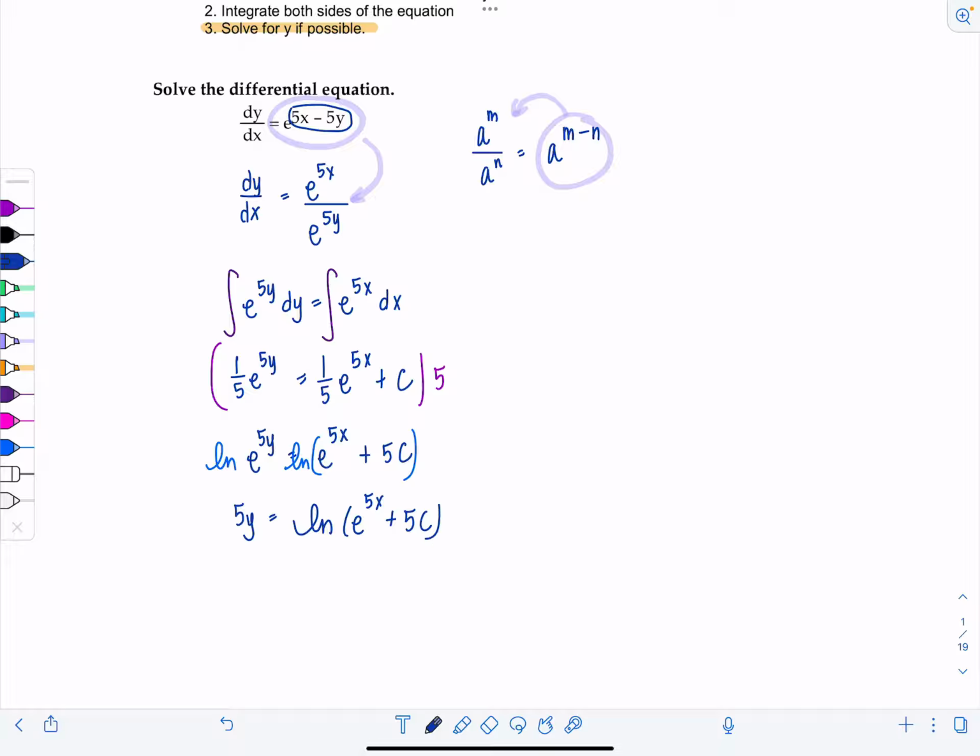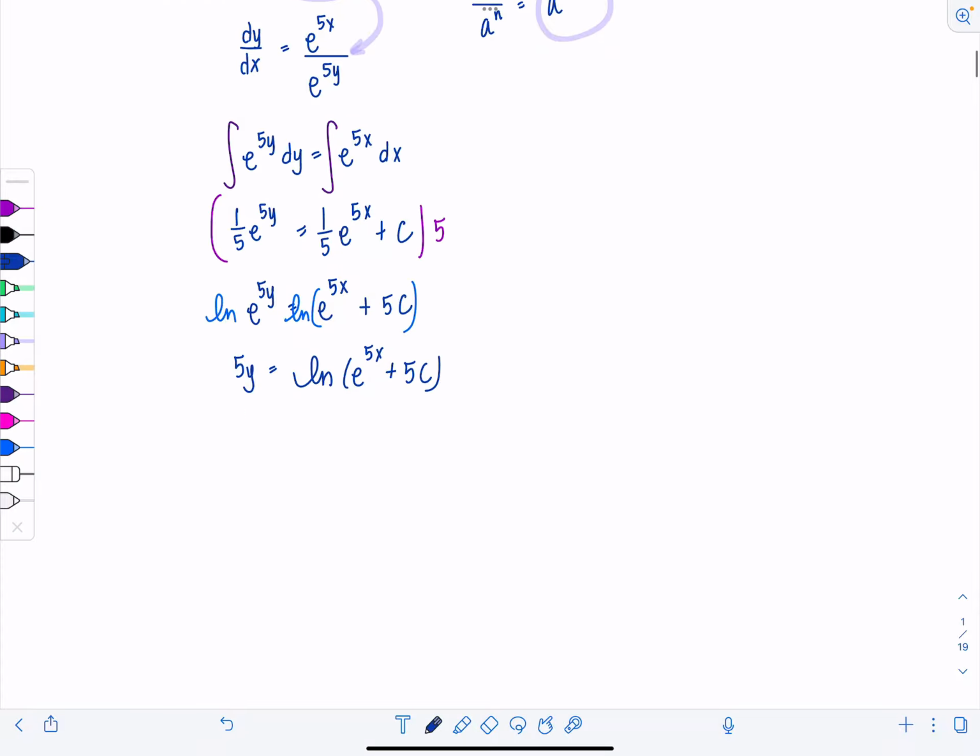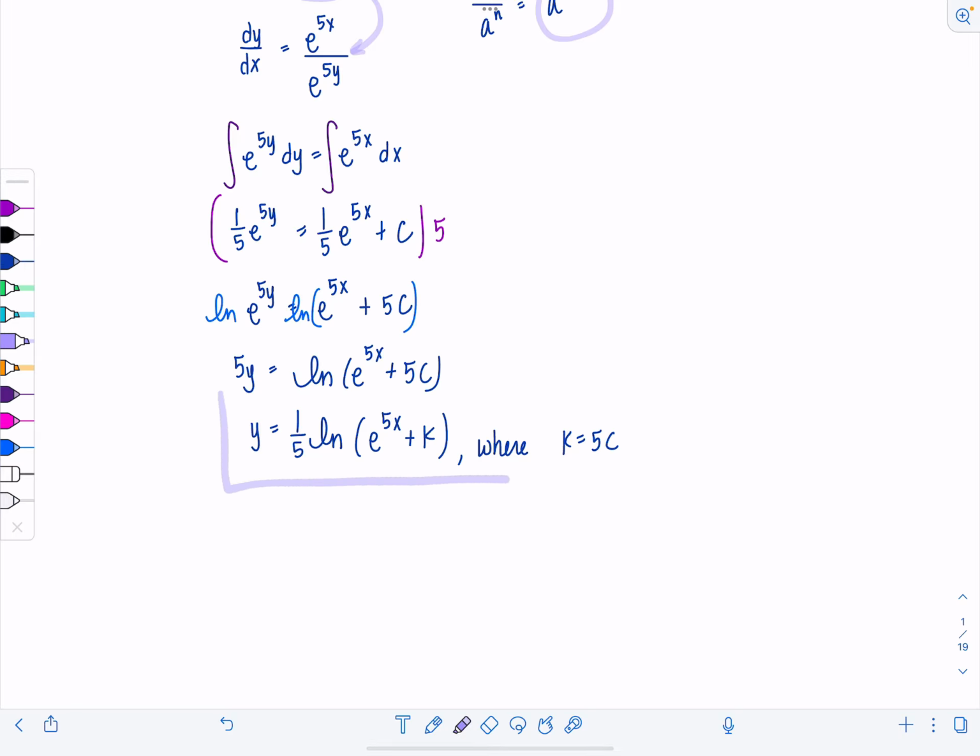All right, and then last step, we can solve for y if I just divide by 5. So I'm going to say y equals 1/5 ln, and then this is going to be e to the 5x plus, I'll call this k, just to clean things up, where k equals 5c. All right, and then let's box it. That's it. Not too bad, right?